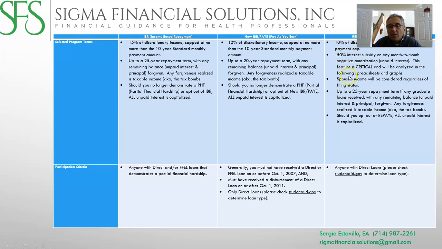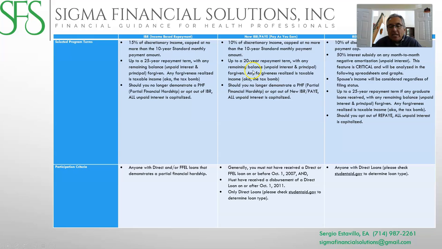The disadvantages with REPAYE are these two bullet points. The spouse's income is always considered regardless of filing status. So if you filed separately for whatever reason, your spouse's income would still be considered. For those spouses who don't have student loans but have income, I probably wouldn't recommend that you be in REPAYE, maybe PAYE. But if your spouse does have student loans, then it may be in your best interest to both be in REPAYE. The other disadvantage with REPAYE is that it's a 25-year repayment period, whereas PAYE is a 20-year repayment period.